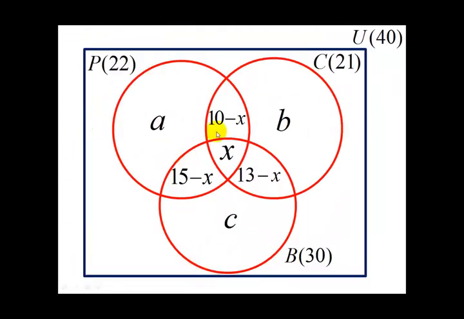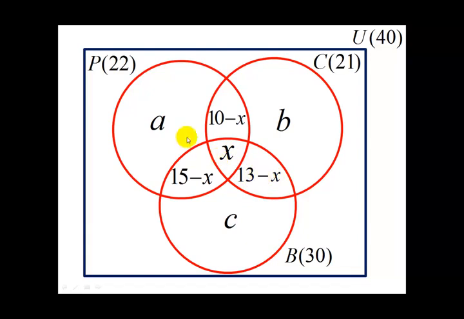Now, when we come to the Venn diagram, we have regions A, B, and C. From the question, the number of students who study Physics and Chemistry was given as 10. But if you want to know the number of students who study only Physics and Chemistry, then you have to subtract x from 10, and that is how we have 10 minus x. Also, the number of students who study Physics and Biology is 15. But for only Physics and Biology, you subtract x from 15, and that's 15 minus x. The number of students who study Chemistry and Biology is 13. But for only Chemistry and Biology, you subtract x from 13, and that is how we have 13 minus x.